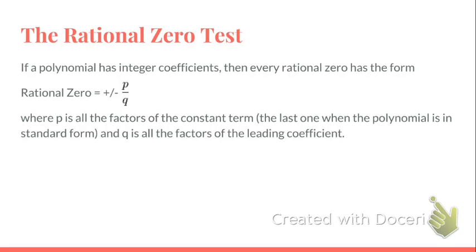So what that does is narrow down all the possible zeros to p over q, where p is all the factors of the constant term, so that's the last term when you write a polynomial in standard form, divided by all the factors of the leading coefficient, plus or minus. Any real, rational zero, well, if it's rational, it has to be real. So any rational zero will be in the form of p over q.